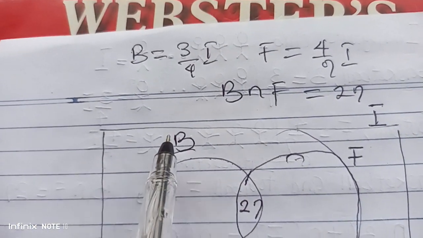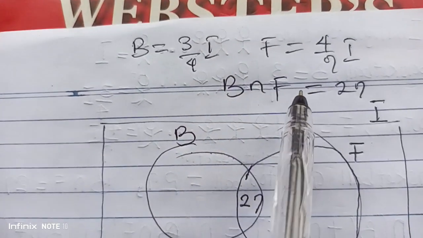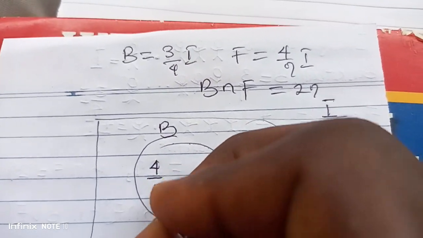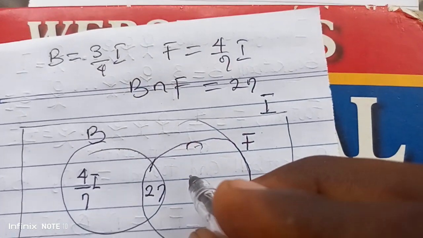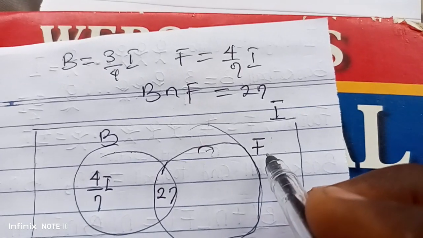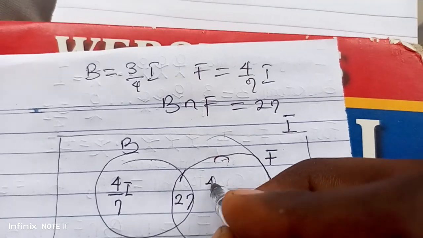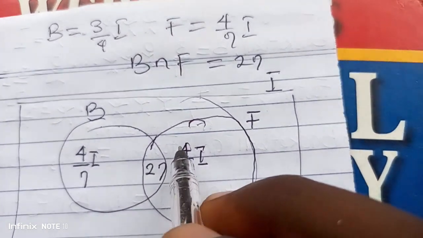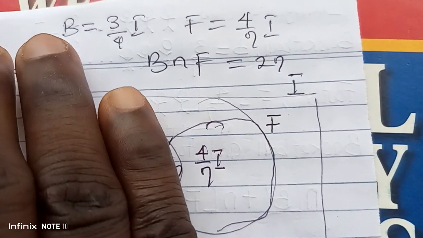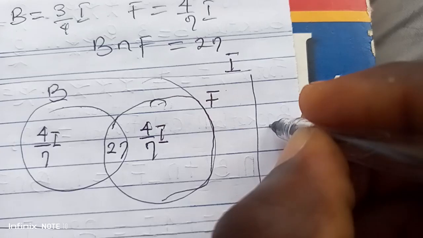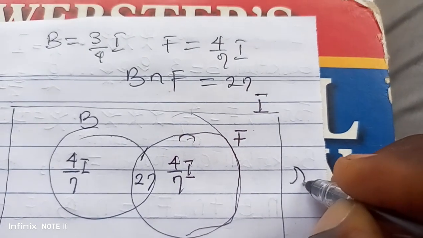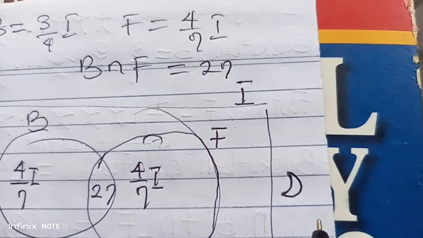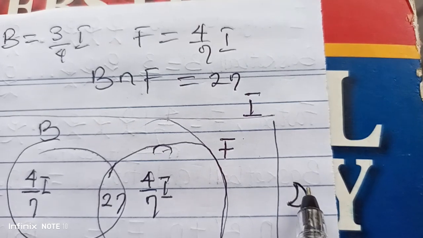Those players that play basketball, they are 3 over 4 i. So just put your 3 over 4 i here, and the people that play football, they are 4 over 7 i. Put it here also. Now what is the problem? You can see that if you cover here, it forms something like a crescent, something that is not perfectly circled.